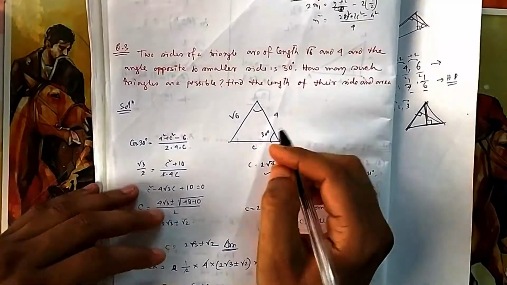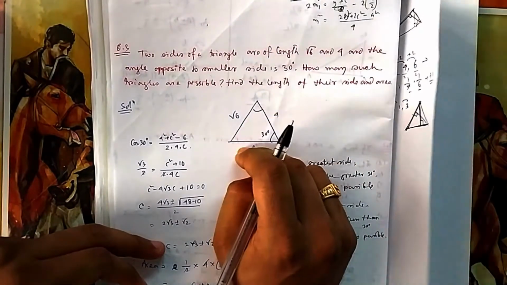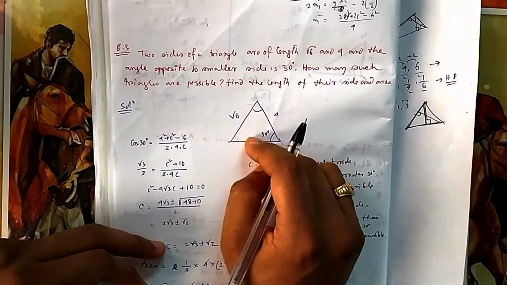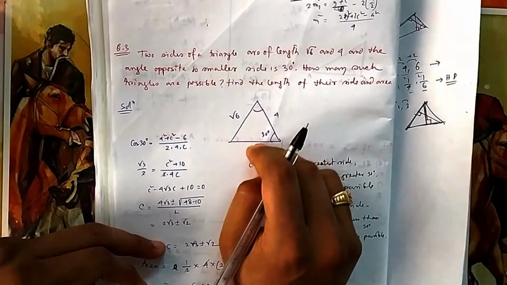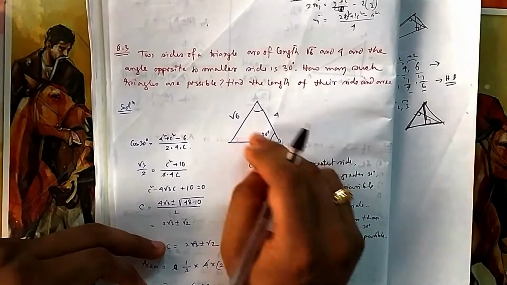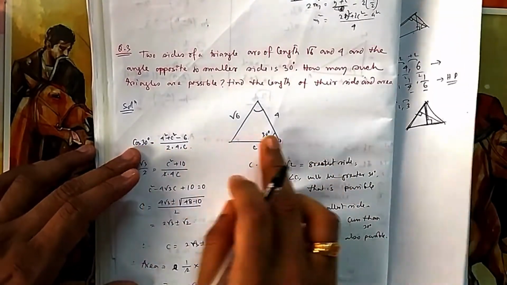Okay, now if one angle is given and two sides are given, you need to find the third side. So what is the best formula you can have? You can have the cos formula. Cos of this angle will involve all three sides. So two sides are known, so you can easily find the third one. So that's why I am going for cos 30.